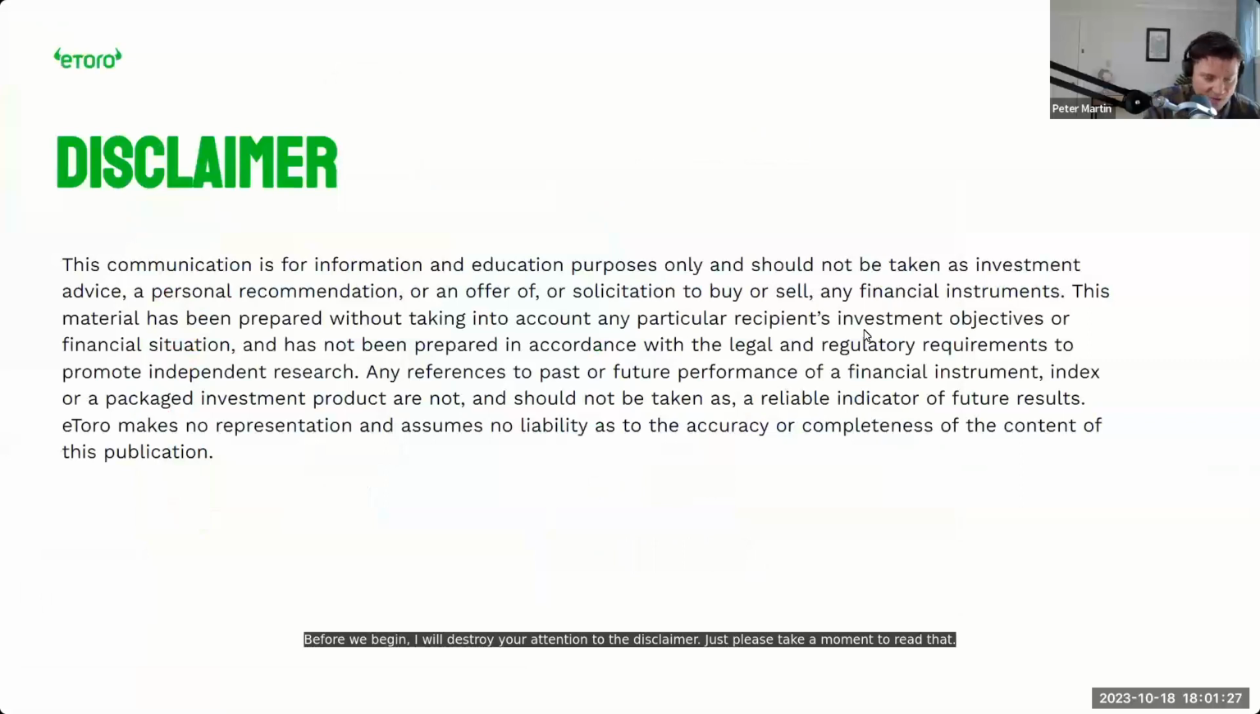Before we begin, I will just draw your attention to the disclaimer. Please take a moment to read that. Just to stress, everything I say in this presentation is solely for educational purposes, and nothing I say should be taken as a recommendation or a solicitation to buy or sell any financial instruments. It's all just about broadening your knowledge.